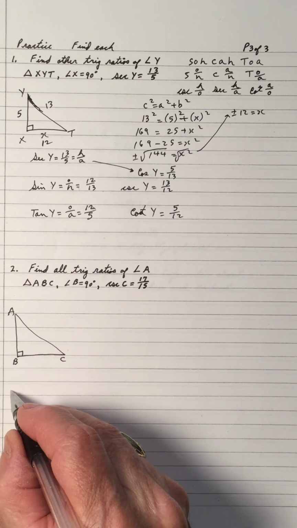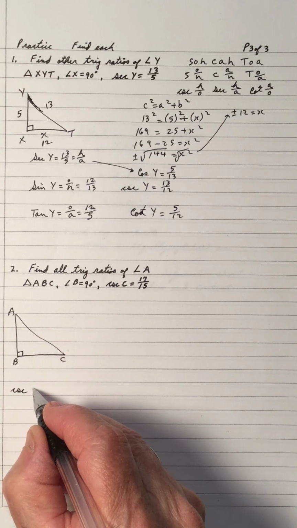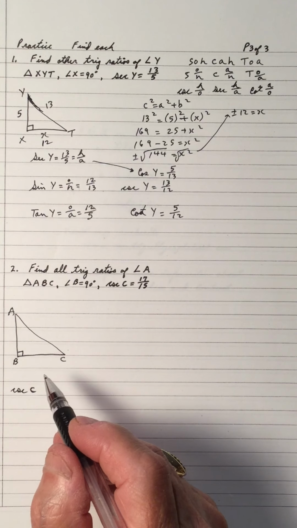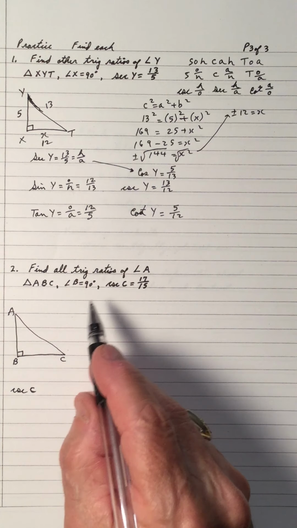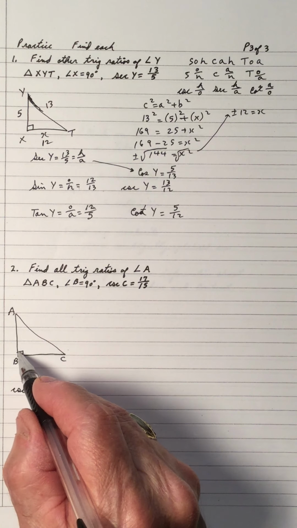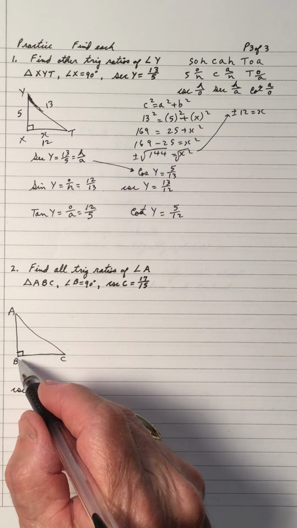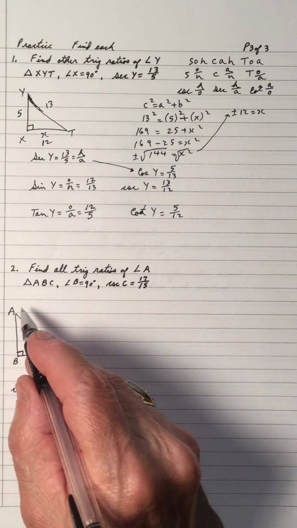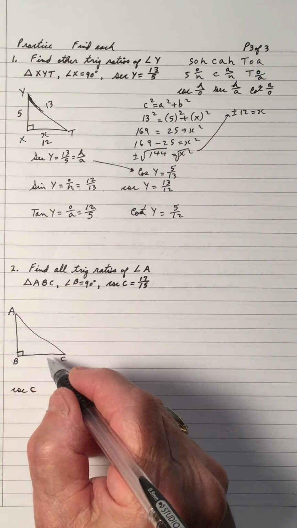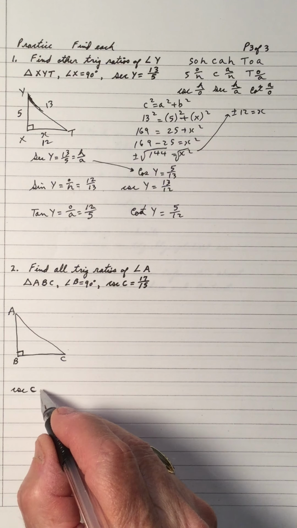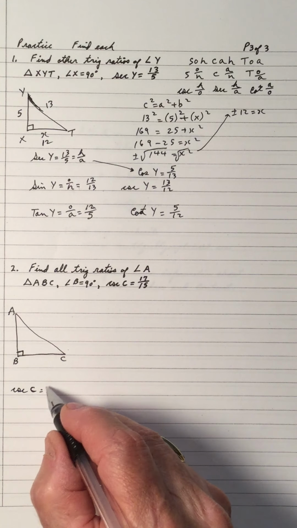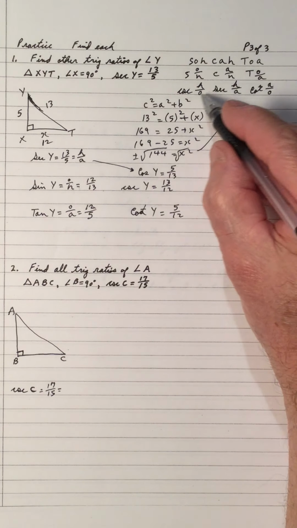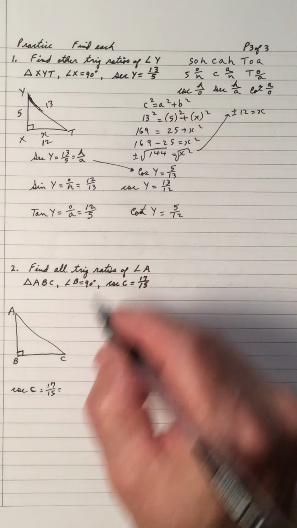We have cosecant of C. If you notice, we are working out the trig ratios of the acute angles. Later on, we'll do videos on doing sine, cos, and tan of the 90-degree angle. Right now, we're working on the acute angles of the right triangle. So cosecant is 17 over 15. And cosecant is hypotenuse over opposite.